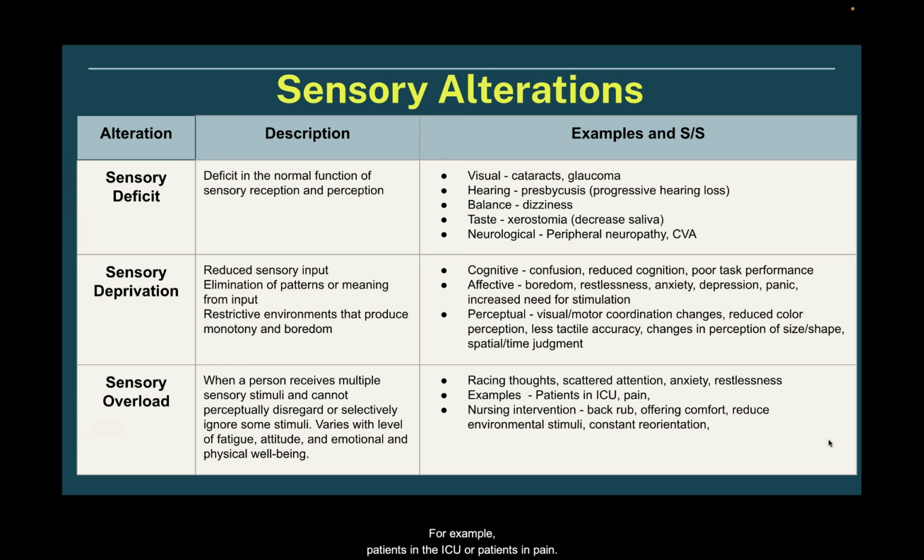For example, patients in the ICU or patients in pain. Patients in the ICU have all these different alarms going off or lights turning on and off, people walking by, just so much happening, right? That's a sensory overload. Nursing intervention would be simple things like giving a back rub, helping them relax.